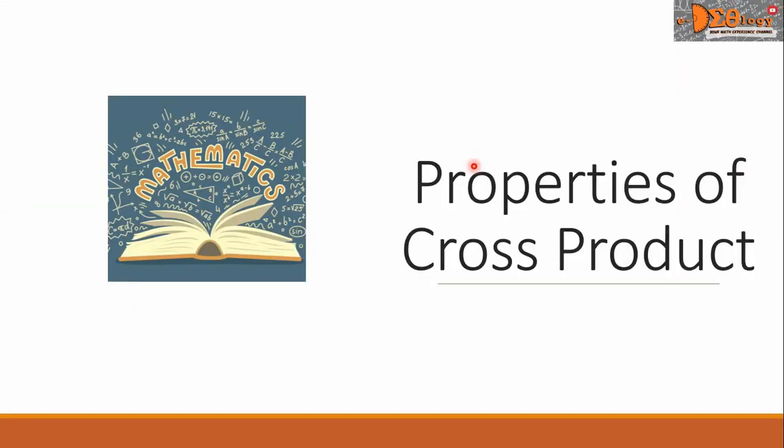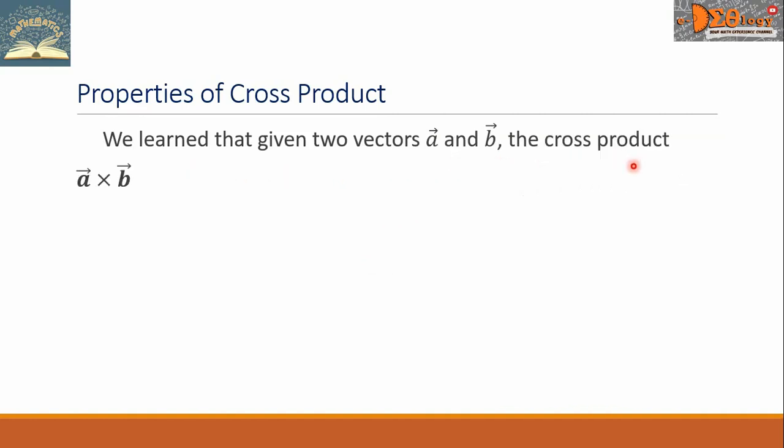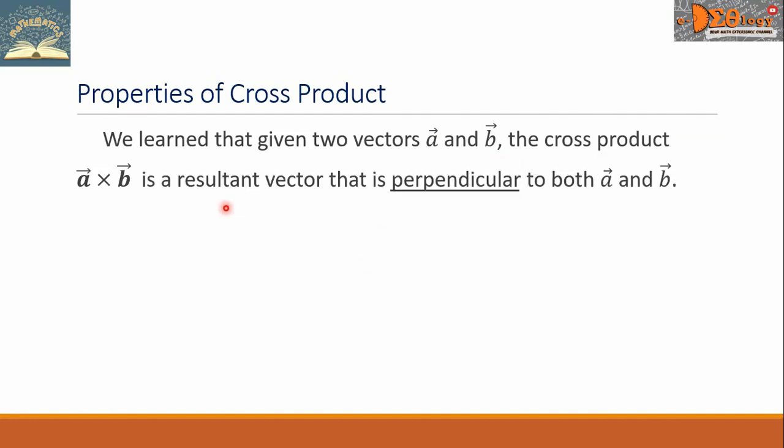Hi everyone. Today we're going to study properties of cross product. We learned that given two vectors A and B, the cross product, vector A times vector B, is a resultant vector that is perpendicular to both vector A and vector B. This illustration will help us understand better this idea.